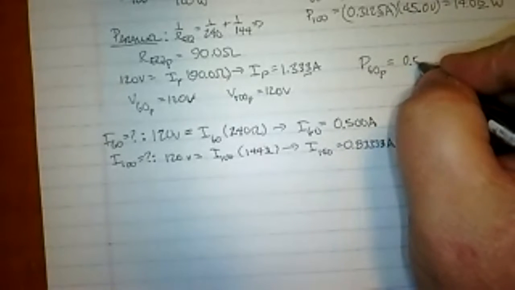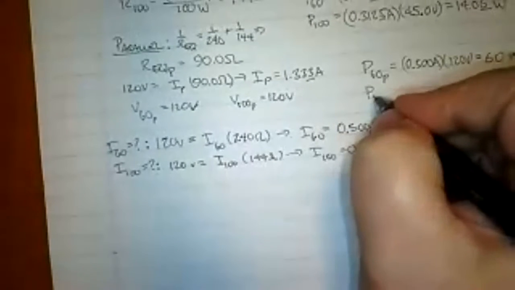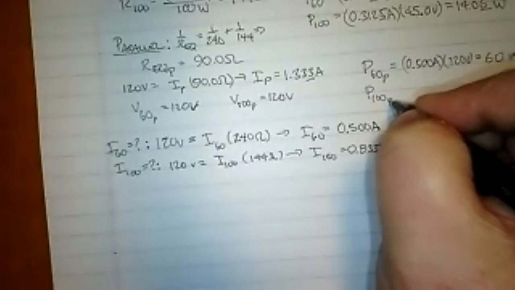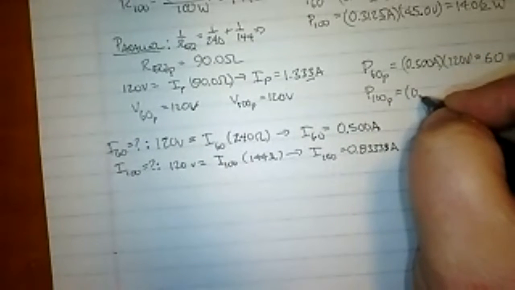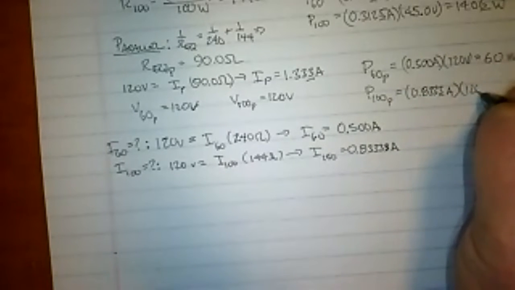So now that we have that, we can say the 60 watt light bulb in parallel is going to give us 0.500 amps times 120 volts. And that's obviously going to be 60 watts. And then P100 in parallel is going to be 0.8333 amps times 120 volts, which I think you can tell is going to be 100 watts.